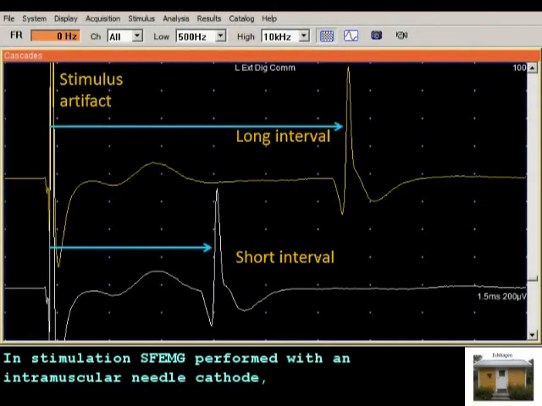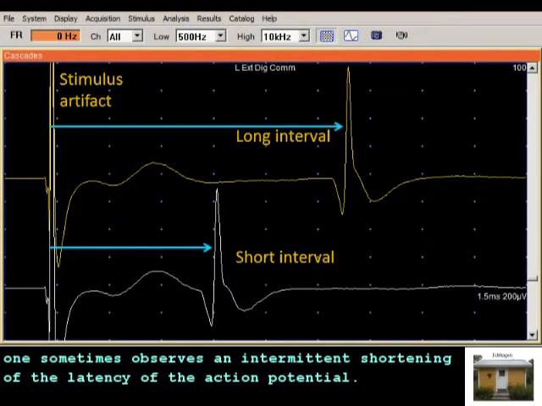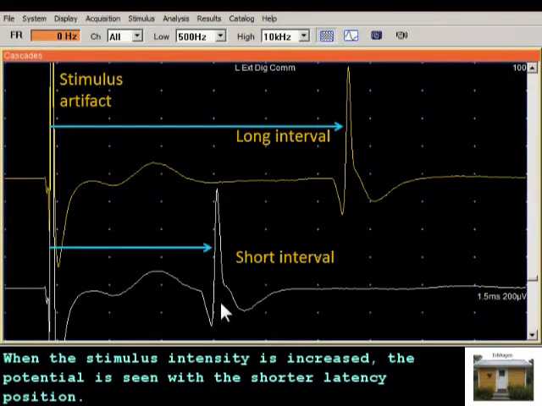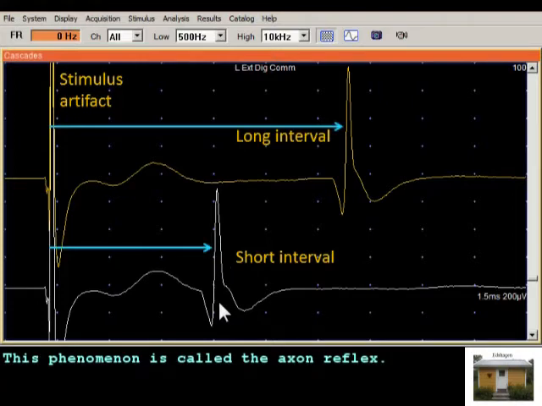In stimulation SFEMG performed with an intramuscular needle cathode, one sometimes observes an intermittent shortening of the latency of the action potential. When the stimulus intensity is increased, the potential is seen with the shorter latency position. This phenomenon is called the axon reflex.